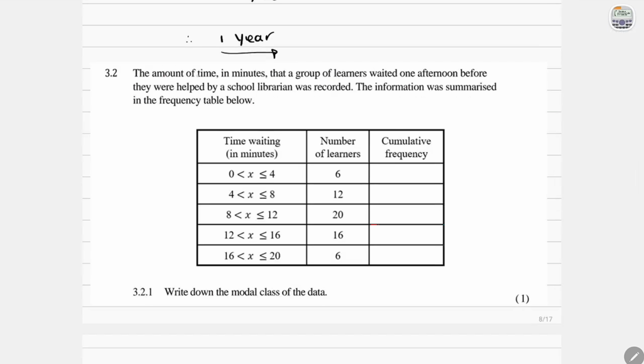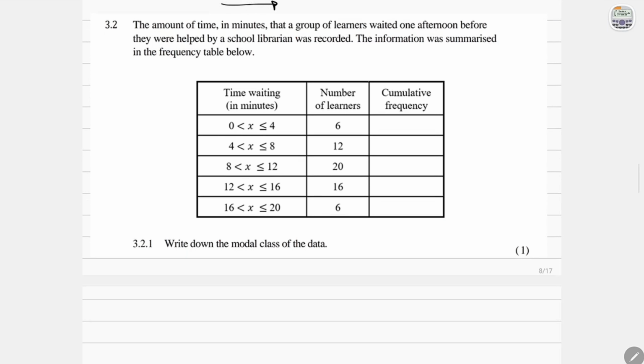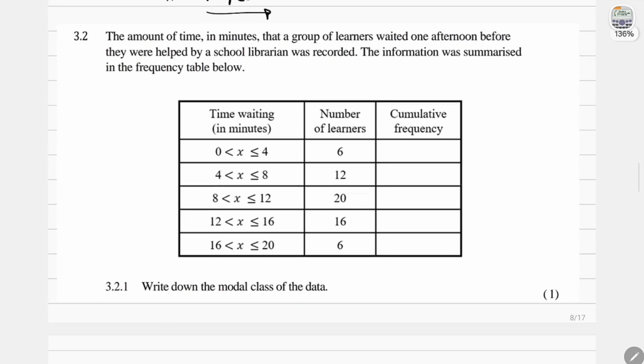Question 3.2 says, the amount of time in minutes that a group of learners waited one afternoon before they were helped by a school librarian was recorded. The information was summarized in the frequency table. Okay, so we've got the time in minutes, so people who waited from 0 to 4 minutes, 4 to 8 minutes, and so on. And then these are the number of learners in each category or each class.